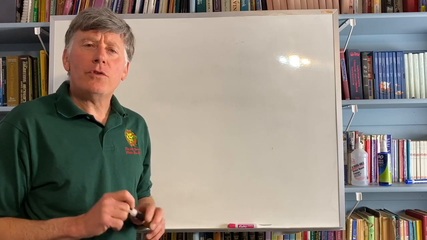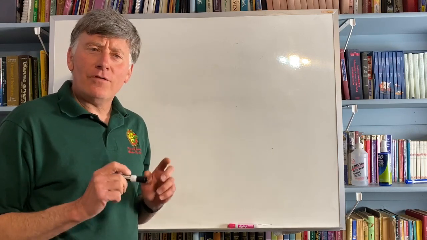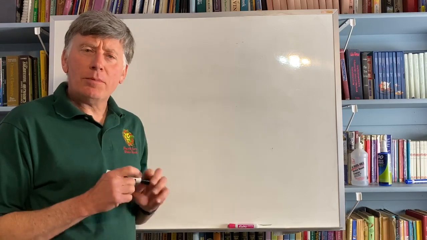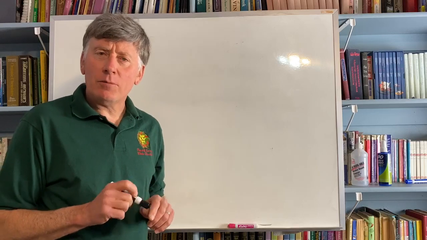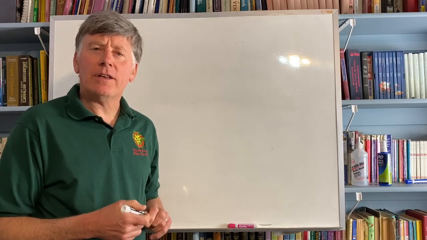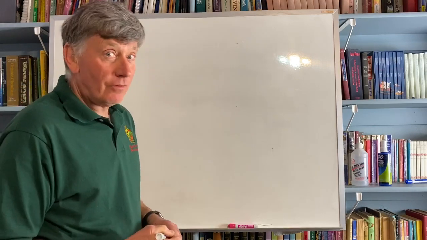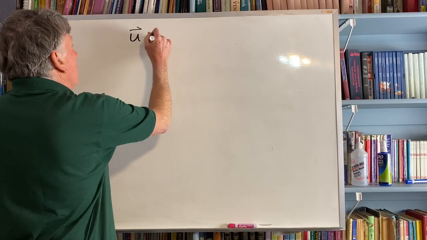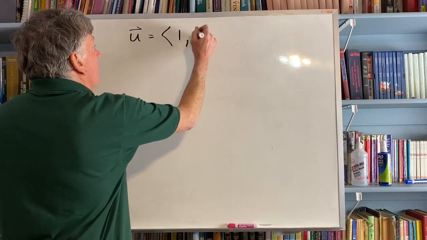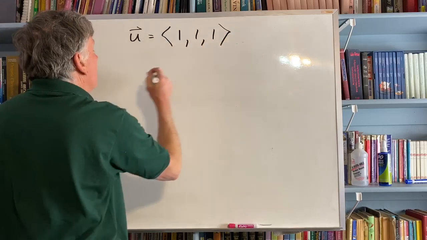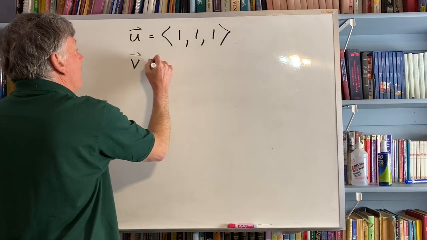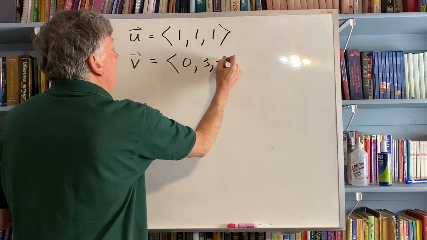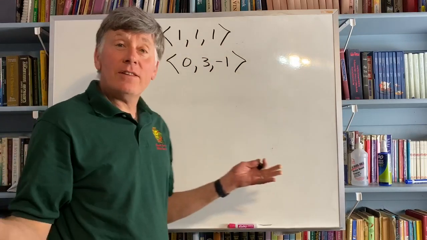I want to prove to you that the cross product vector, or the vector that we get from doing a cross product, is perpendicular to each of the two vectors that we use to get that cross product. Again, I'm just going to pick vectors out of the sky. It doesn't matter. Let u equal the vector 1, 1, 1, and let v equal the vector 0, 3, minus 1. I just make these numbers up.